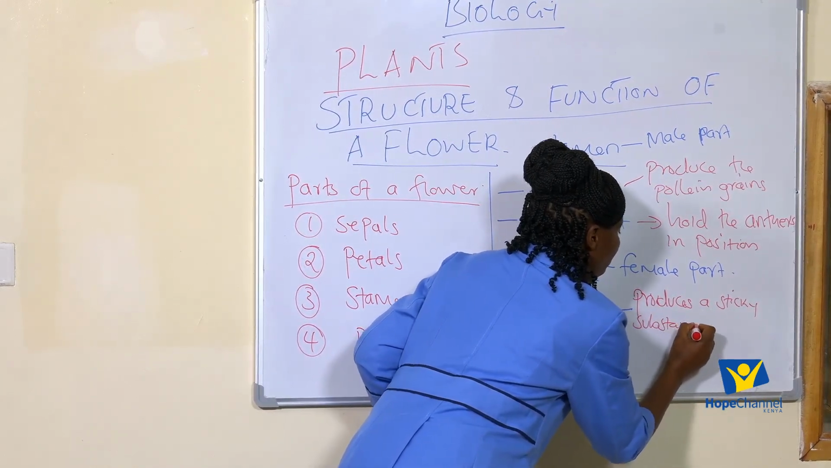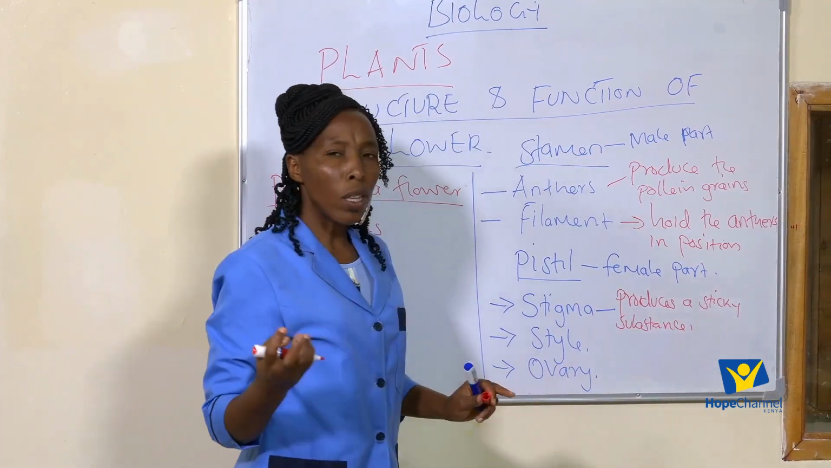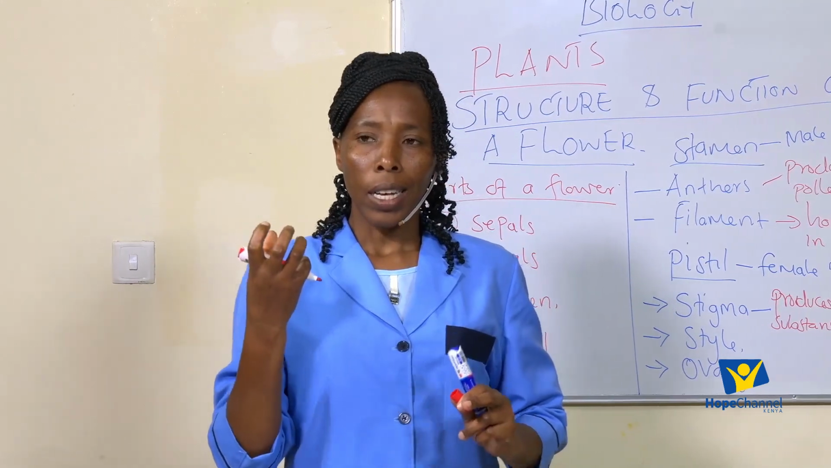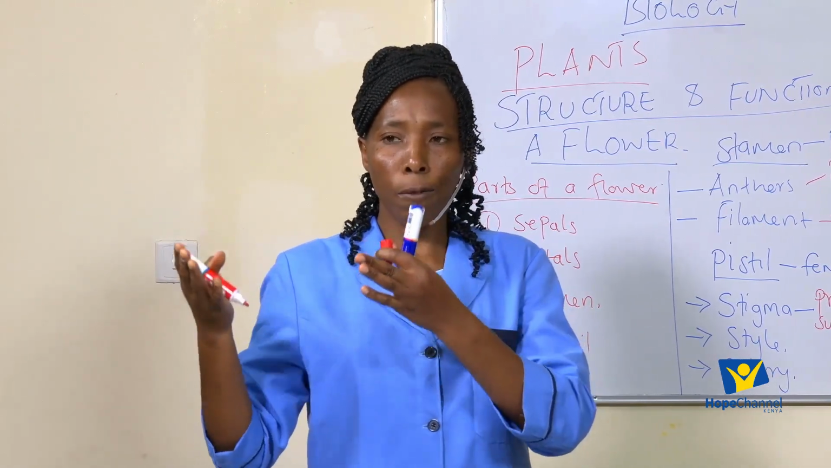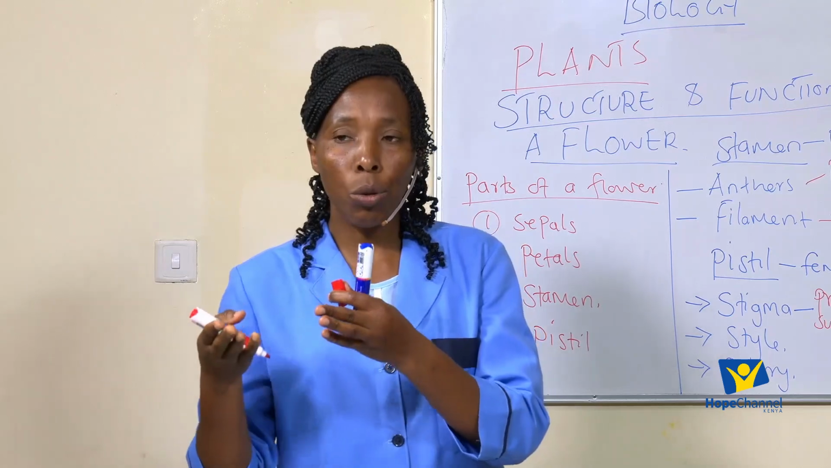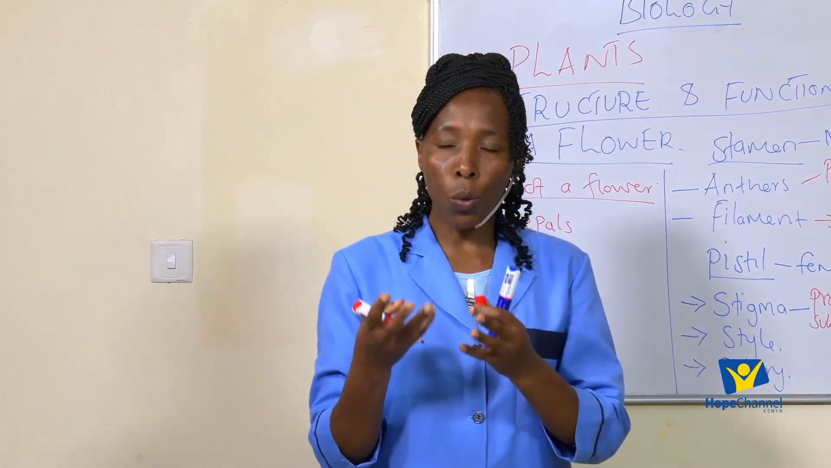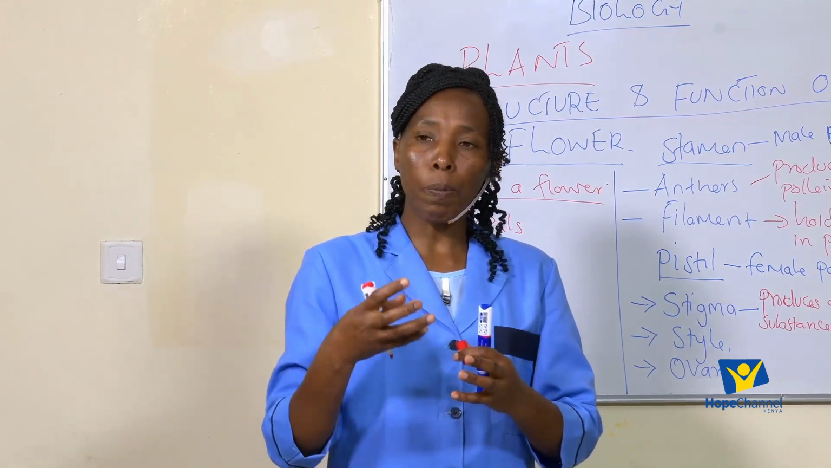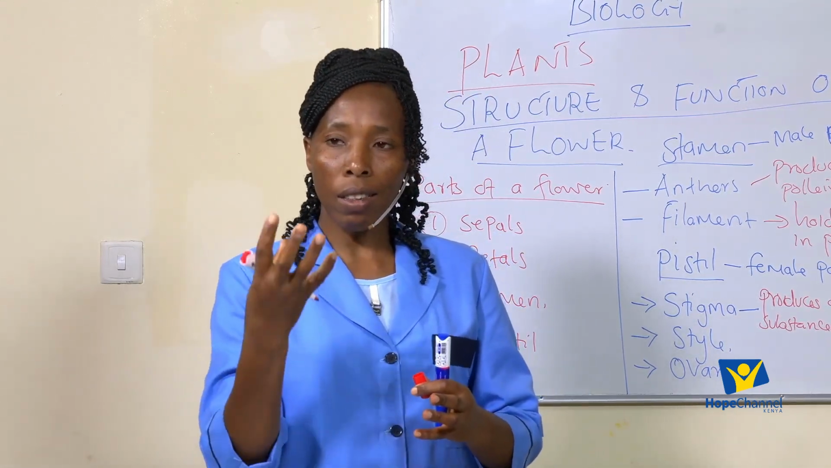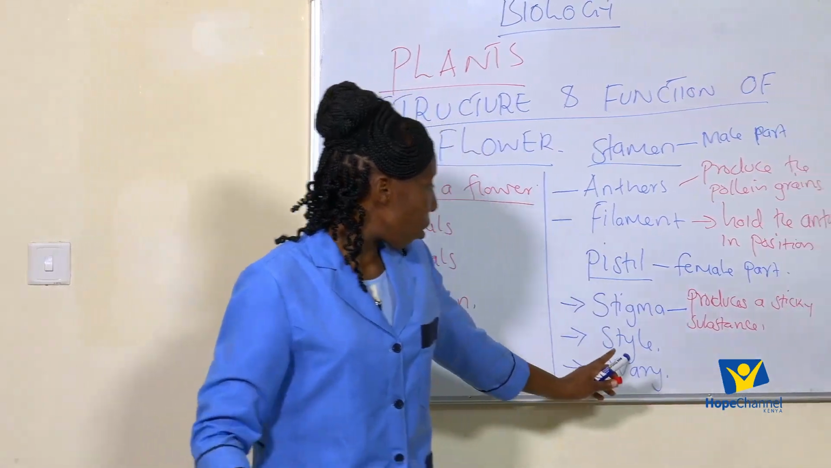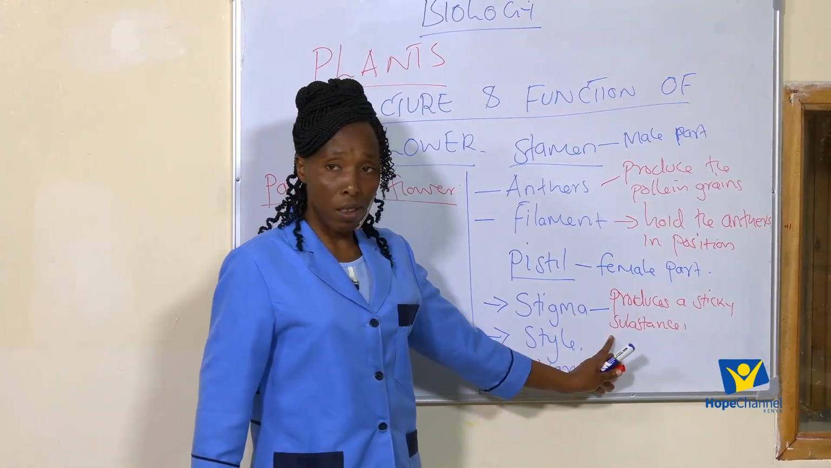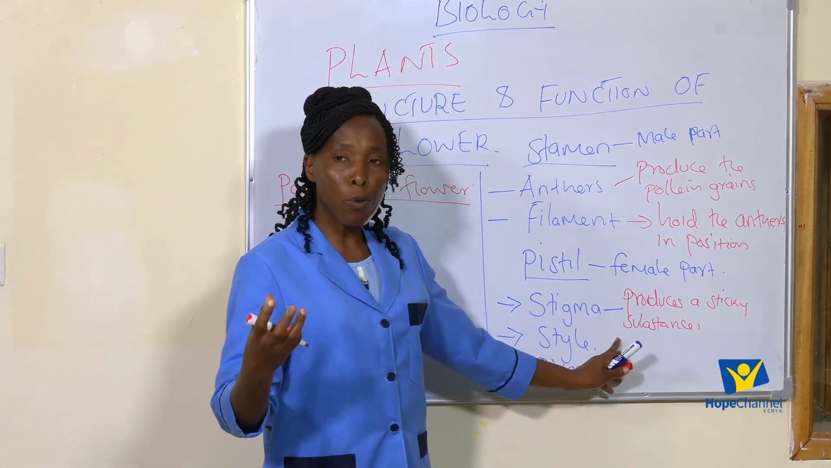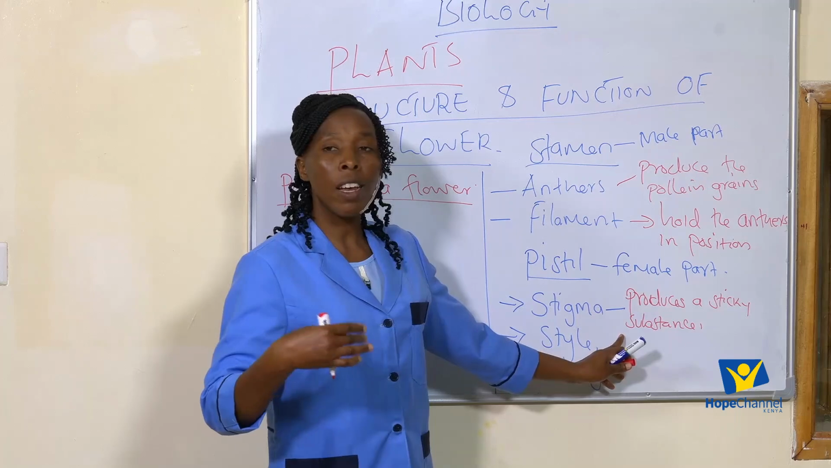Okay? Now, the question is, what is the role of that sticky substance? Remember, when pollen grains are transferred from the anthers, they should land on the stigma. So we expect as the pollen grains land on the stigma, we expect them to stick. As they stick, this sticky substance usually has nutrients. So the pollen grains usually absorb those nutrients and they germinate.